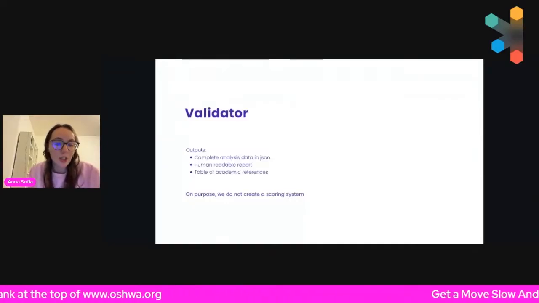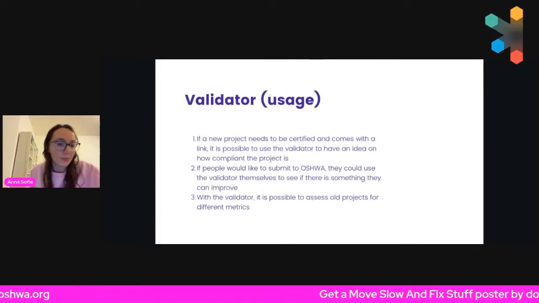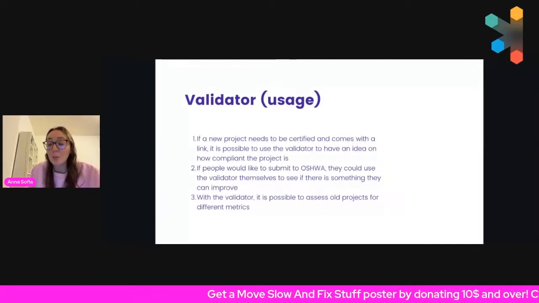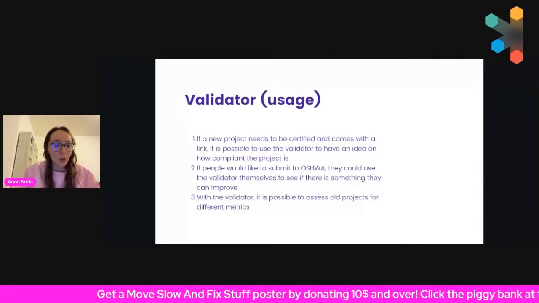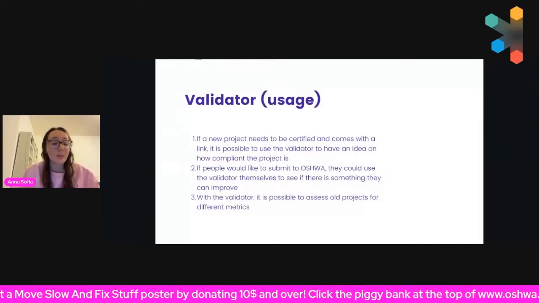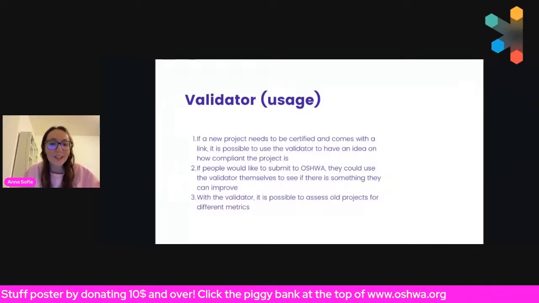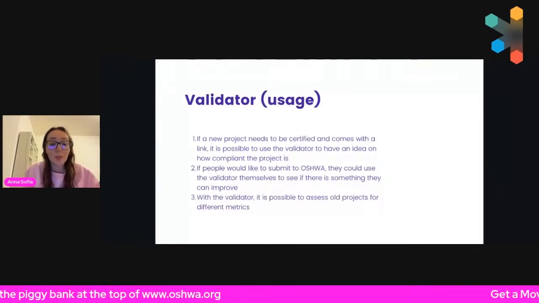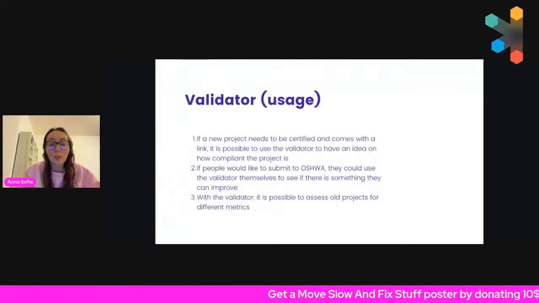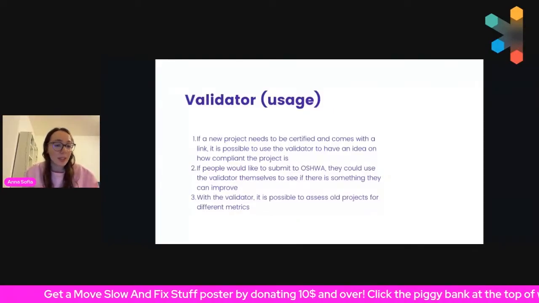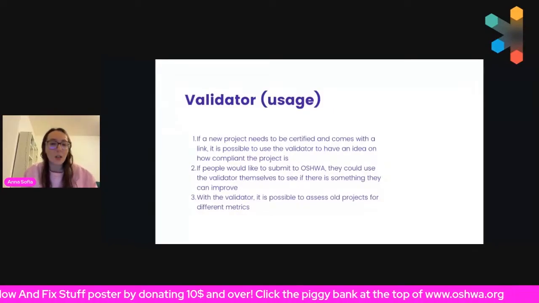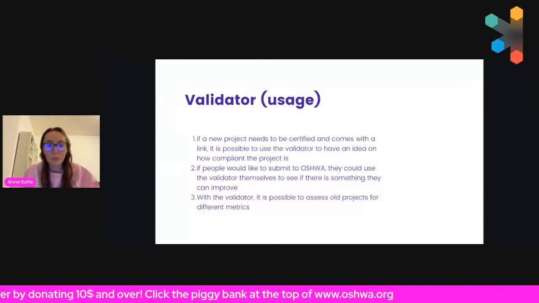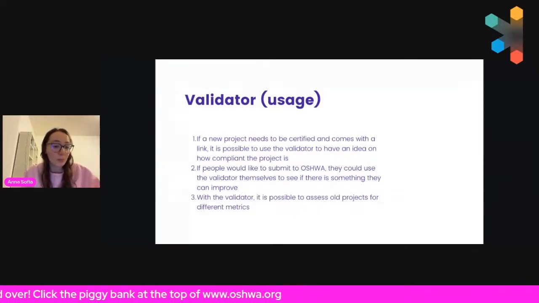So to the next page, I can just talk about the usage. So basically, what are the uses of this validator? If a new project needs to be certified and has a link, which probably does, it's possible to use the validator to have an idea on how compliant the project is with respect to certain indicators maybe. But also if people would like to submit to OSHWA, they could use the validator themselves to see if there is something that they could improve. Maybe they didn't notice that the documentation was poor in some parts, or maybe not.